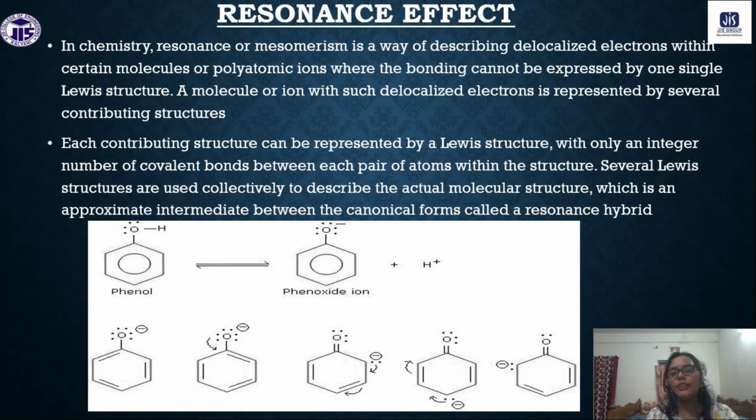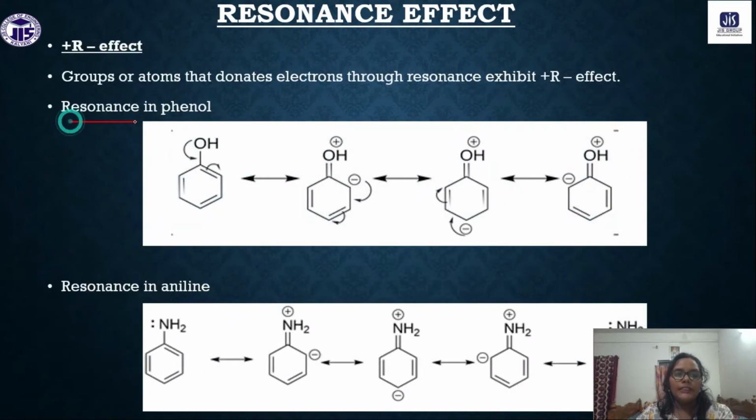Next is the resonance effect. In the resonance effect, the p orbitals are parallel to each other and have a tendency to delocalize the pi electrons. This delocalization is called the resonance effect. This is the resonance of the phenol structure. Again, for the resonance effect we have the plus R effect and the minus R effect.